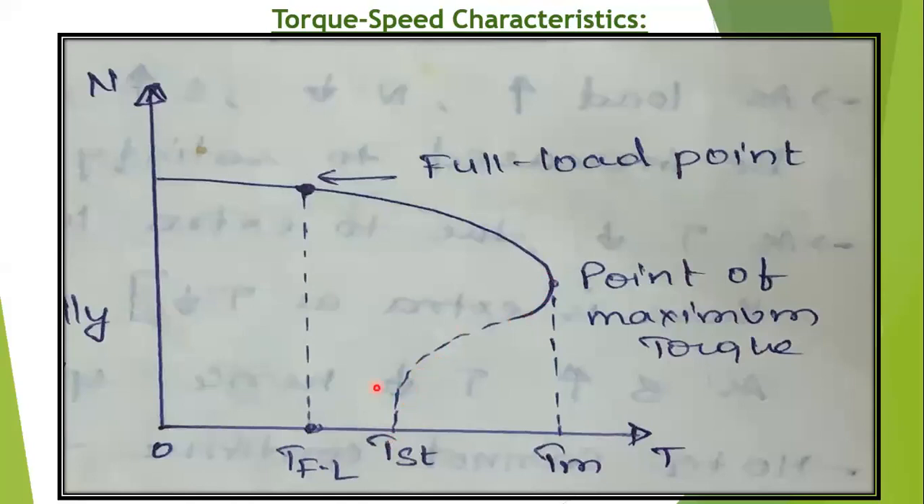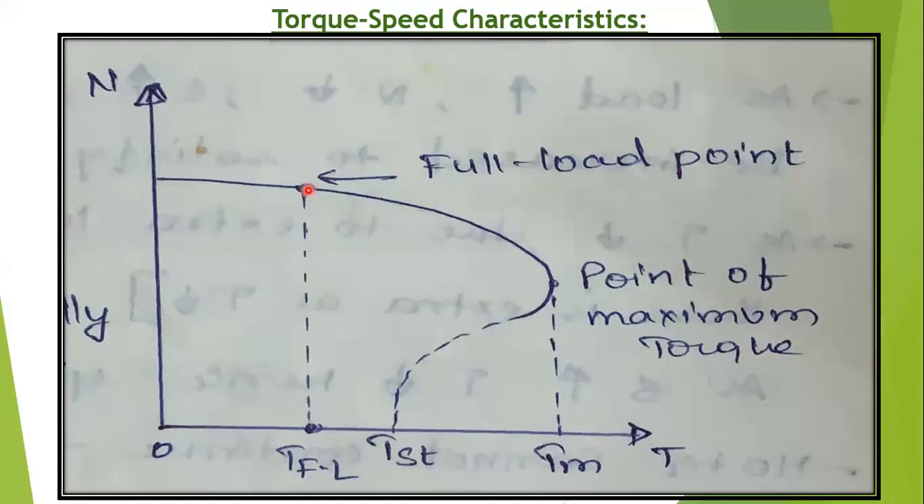That is called the starting torque, and this is called the full load torque. Here torque is taken on the x-axis and speed on the y-axis. This is the full load point, where the machine is fully loaded. So these are the two important characteristics of the induction motor: torque slip characteristics and torque speed characteristics.